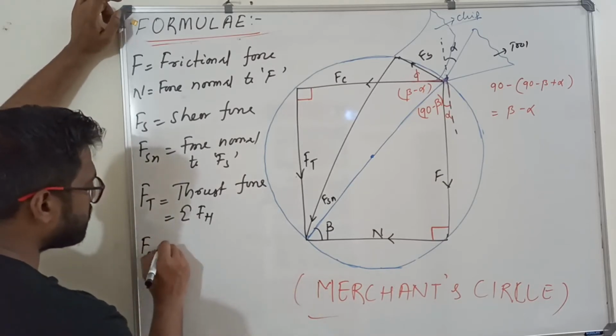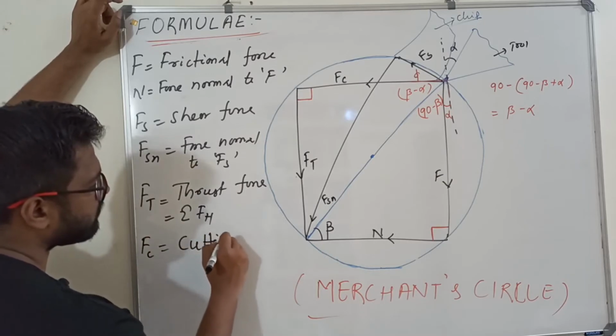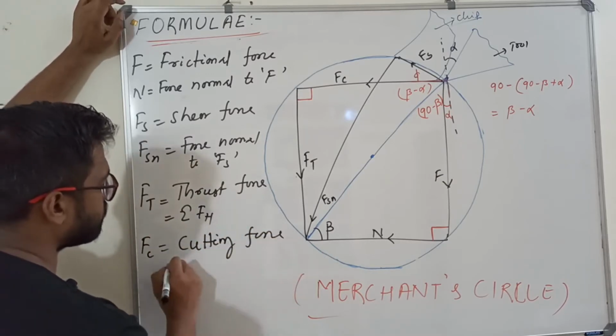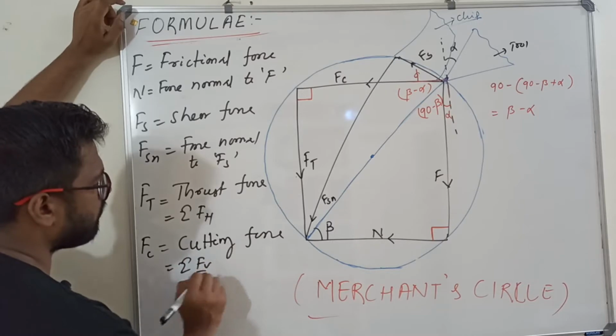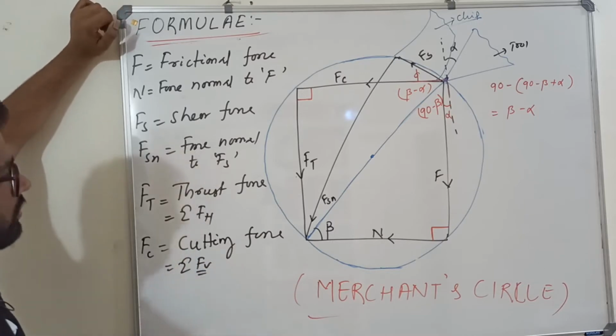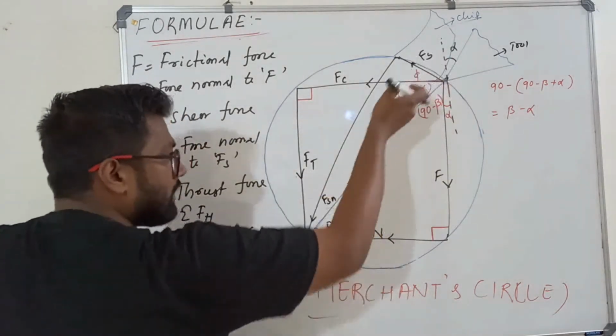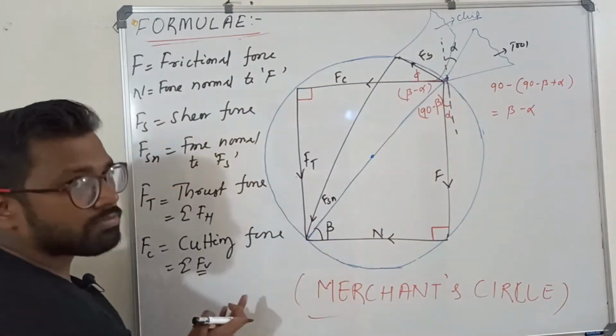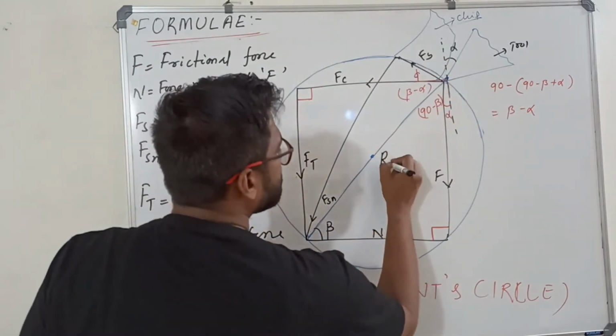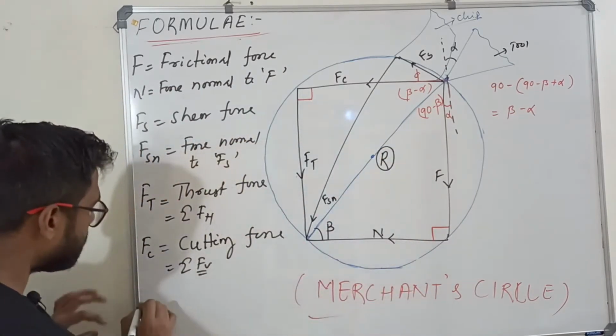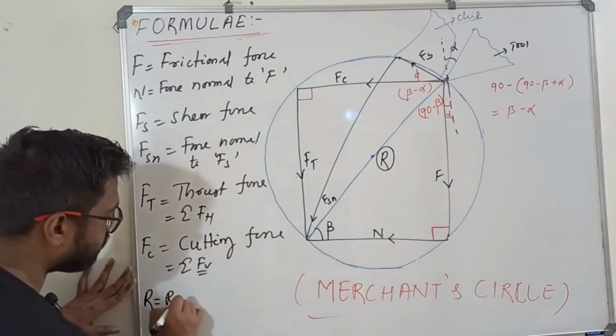Fc is your cutting force. That is normally the summation of all the vertical forces. That is your Fc. See this, the diagonal of this Merchant circle, we call it the resultant force. We call it what? Resultant force. R is which force?